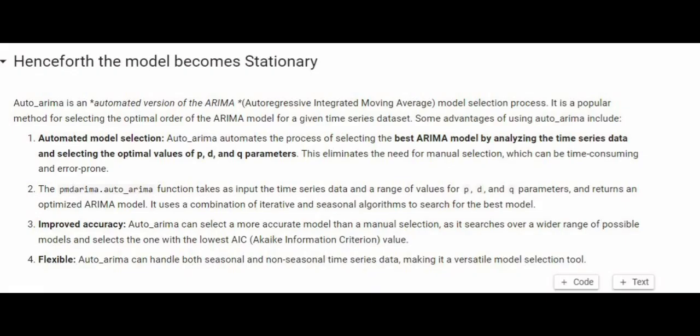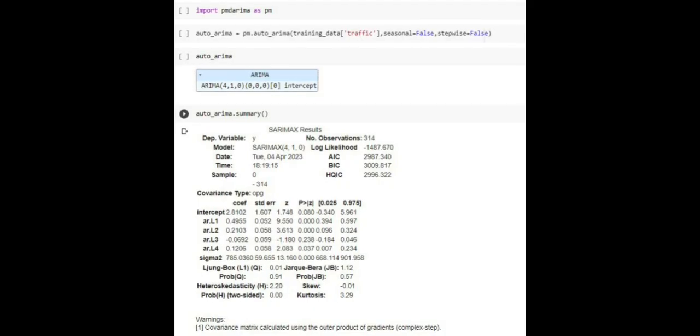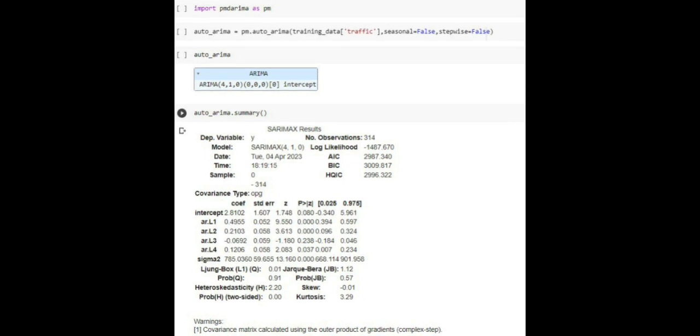The other way of doing this is by using AutoARIMA, which can pick its own parameters by means of hyperparameter tuning. AutoARIMA is an automated version of ARIMA, that is, the autoregressive integrated moving average model selection process. It is a popular method for selecting the optimal order of the ARIMA model for given time series data. Some advantages are automated model selection by tuning its own P, Q, and D parameters, eliminating the need for manual selection and iteration, reducing errors, and further increasing the accuracy of the model.